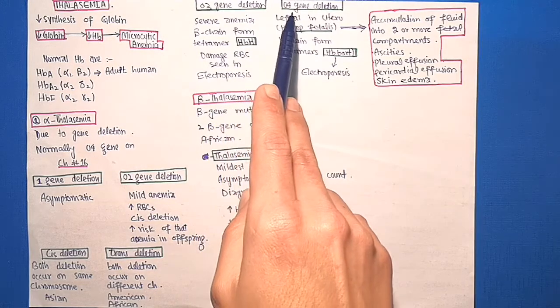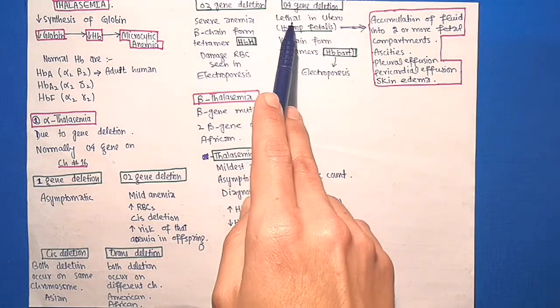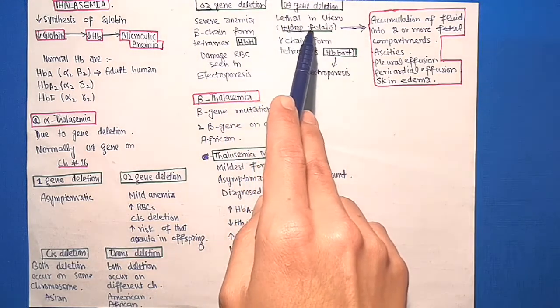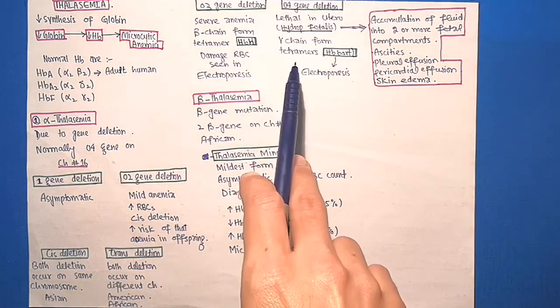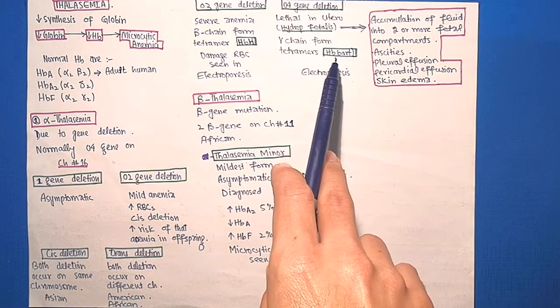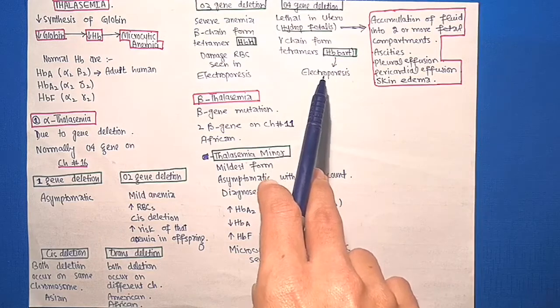4 gene deletion, they are more lethal in hydrops fetalis. Hydrops fetalis is the accumulation of fluid into 2 or more fetal compartments like ascites, pleural effusion, pericardial effusion, and skin edema. And their chains form tetramers called Hb Bart's, which is also seen in electrophoresis.